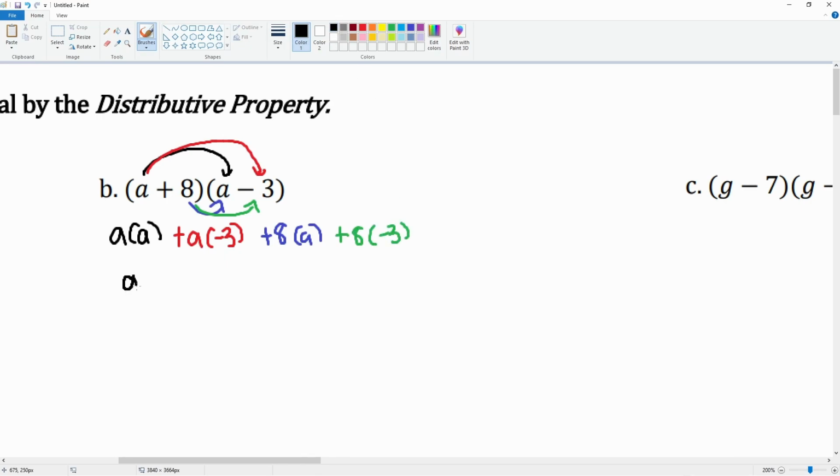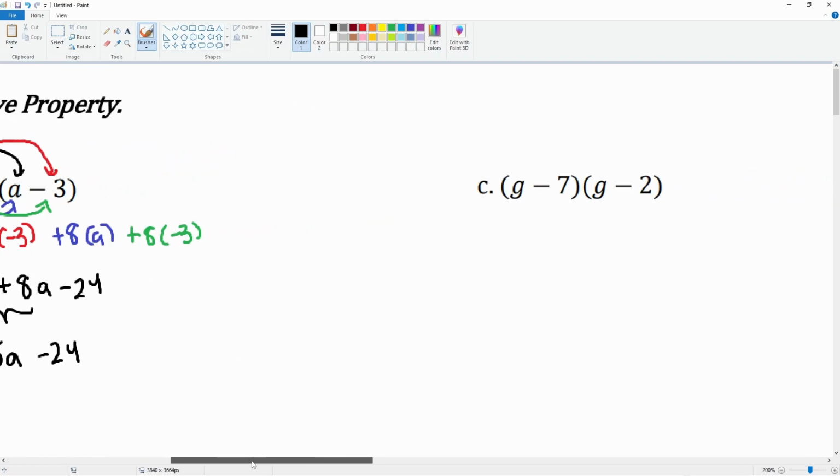A times a, a squared. A times -3, -3a. 8 times a, it is plus 8a. 8 times -3, it is a -24. Combine the like terms here. -3a plus 8a becomes 5a. Bring everything else down. So the final answer is a squared plus 5a minus 24.